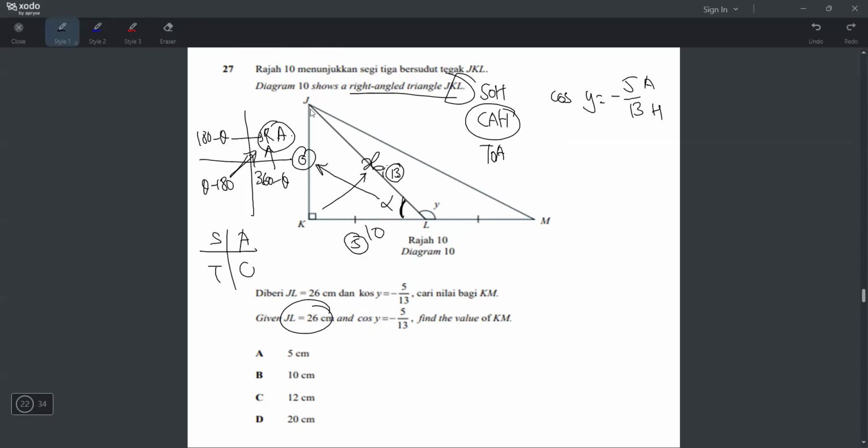And now you can find the length of JK by using Pythagoras theorem, because you already have the other two sides. But let's not find it first. Let's see what they want. They want to find the value of KM. So actually, you don't need to find JK. Okay, you can, but it's useless. What they want is this KM. So you already know KL is 10. Here also 10. Why I know this one is also 10 is because they put a line like this. When they put a line like this, it means they are trying to tell you this and this are the same length. So 10 plus 10 is 20. The answer is D. Okay, that's all.